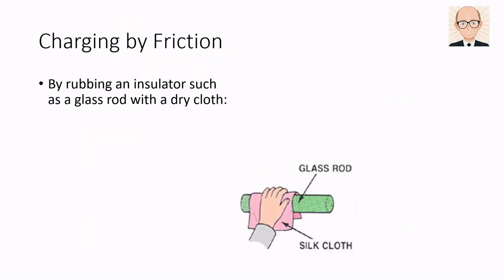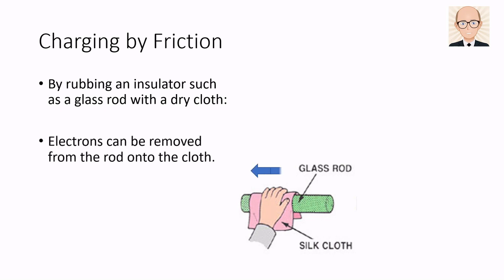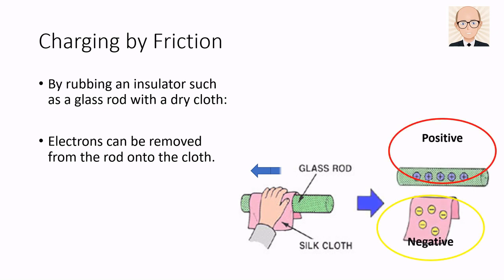We can charge objects, which means disrupting this balance or redistributing the charges. Simply rubbing one object against another will cause electrons to jump across due to the friction between them. In the case of a silk cloth rubbing a glass rod, electrons are rubbed off the rod and onto the cloth, leaving the rod with an excess of positive charge and the cloth with an excess of negative charge.